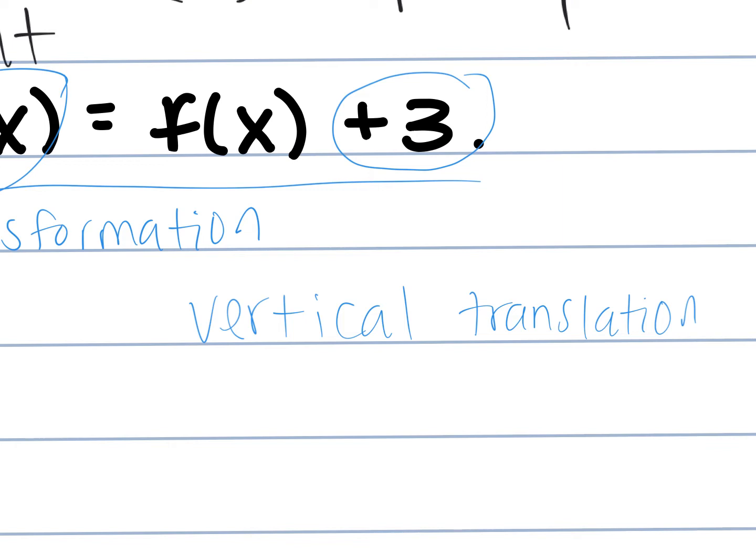And our k value is what's being added. How much are we adding here? 3. So k is equal to 3. That means that it's a positive 3. And if you're vertically translating something, if you're vertically shifting something 3 positive units, what direction should you be moving? Up 3.